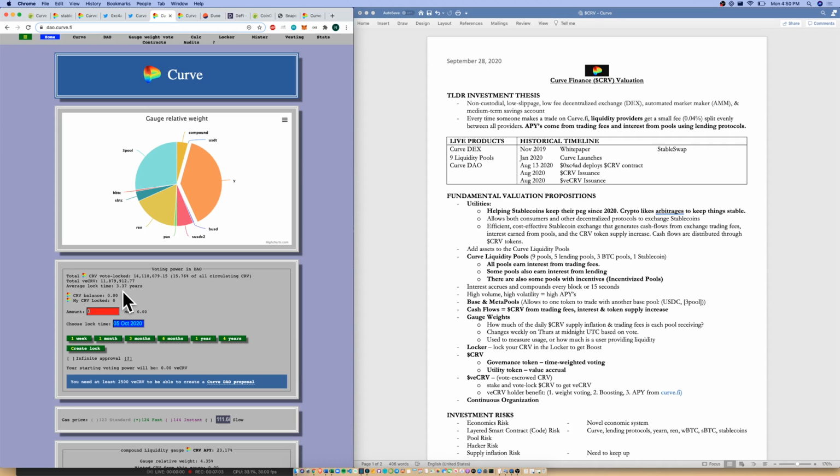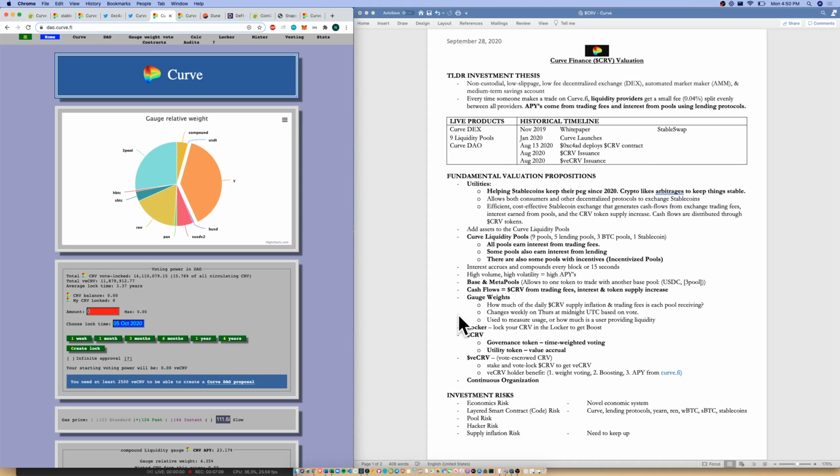So that's pretty much the premise of all of our fundamental valuation propositions at the moment. They are kind of the leader, in my opinion, along with Uniswap, in terms of stablecoin exchanges, and also DEXs in general. I have listed out some investment risk down the bottom. Our economics risk, this is a novel economic system. We have layered smart contract risk.